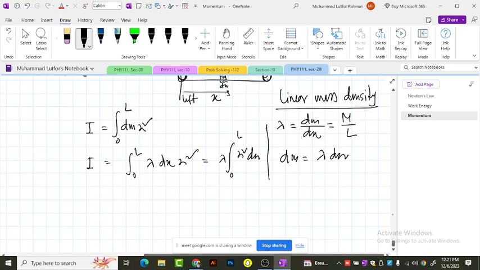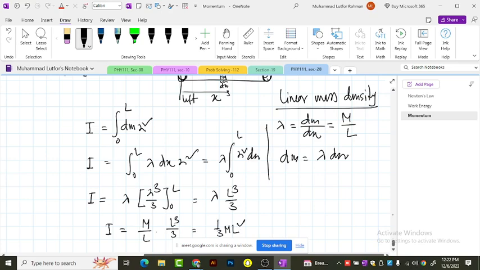All right, from here we can write this. If you integrate this part, it should be lambda times x cubed by 3, right? From 0 to L, because if you plug in 0, that's going to be meaningless, so it should be lambda into L cubed by 3. Then I can replace lambda by m by L, so it's m over L times L cubed by 3. I can cancel out one L, and it should be simply 1/3 ml squared.